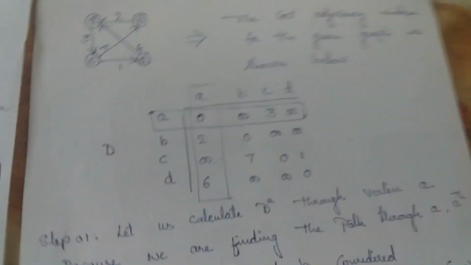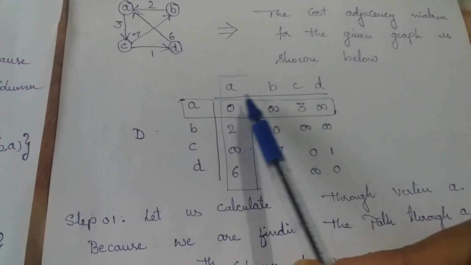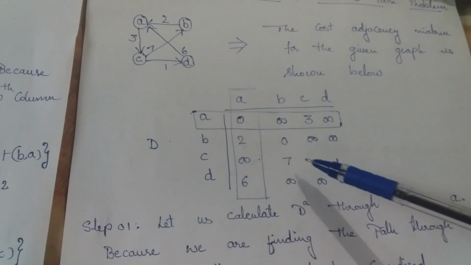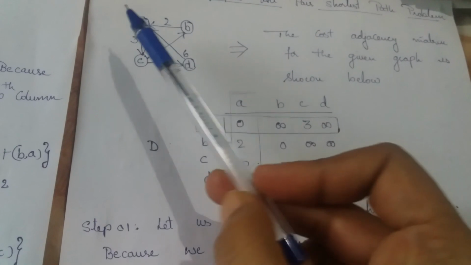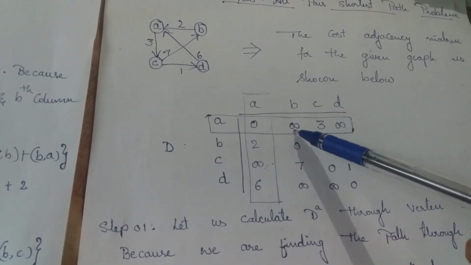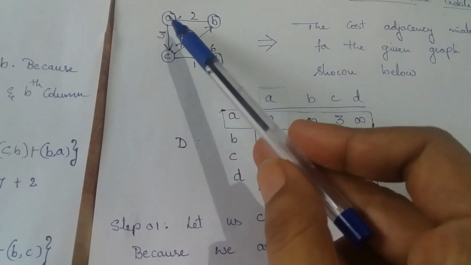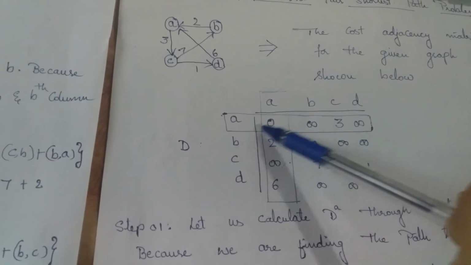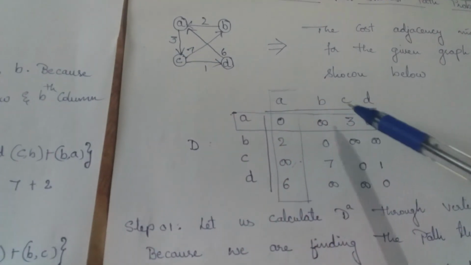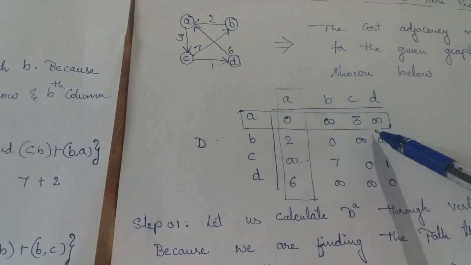You can see here I have drawn the cost adjacency matrix. A, B, C, D are the vertices here. So all the diagonal elements I am marking by 0, and if there is no path between vertices, I am writing infinity. A to A there is no edge, A to B there is no edge, so I have given infinity. A to C there is an edge with a cost of 3, so I have included cost 3 here. And A to D there is no edge, so I have marked it infinity.